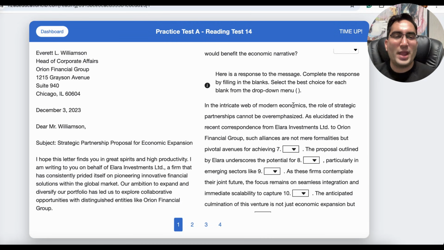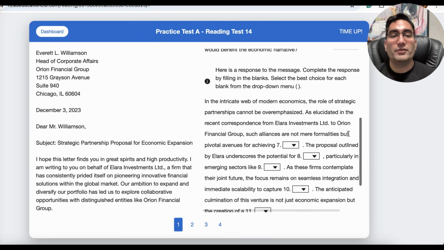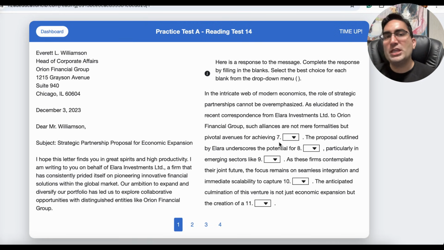So it's a random general sentence, doesn't help me much. It's just saying that strategic partnerships are great. Cool. As elucidated in the recent correspondence from Elara Investments to Orient Financial Group, which is referencing this letter or email, such alliances are not mere formalities, but pivotal avenues for achieving.